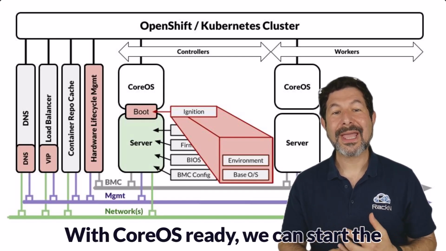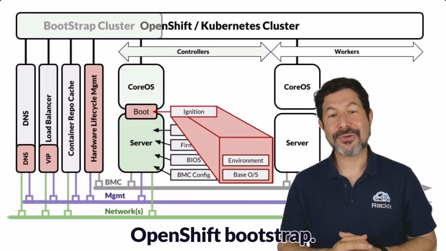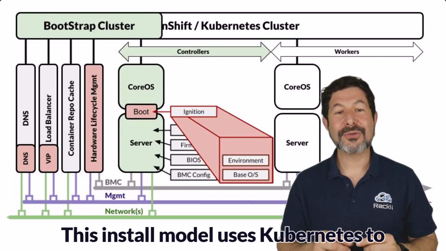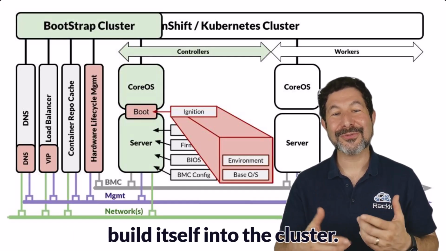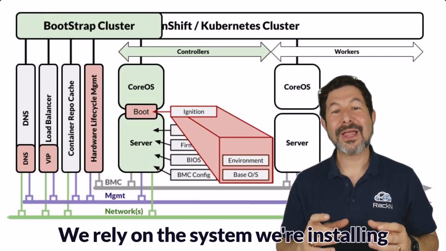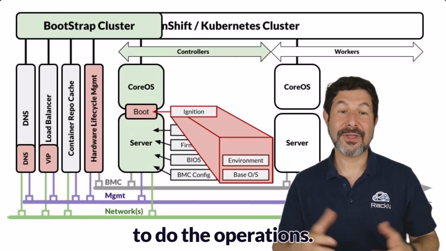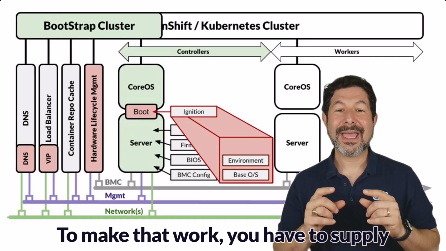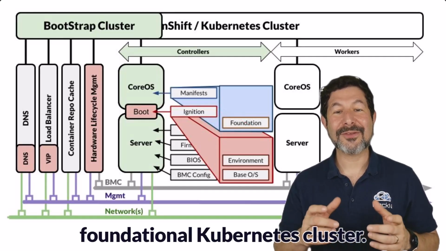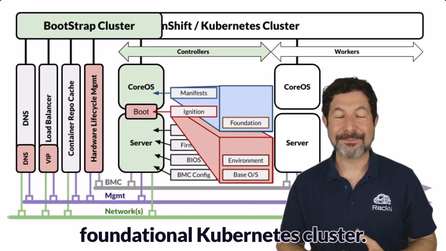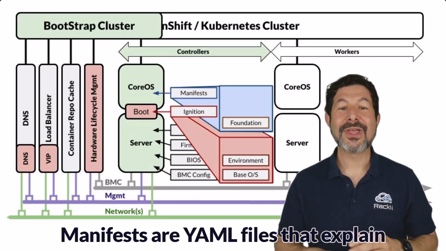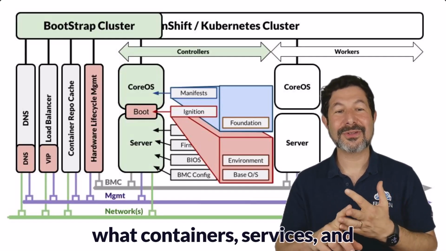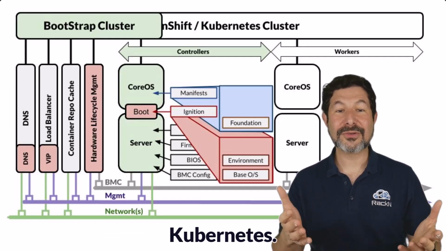With CoreOS ready, we can start the OpenShift bootstrap. This install model uses Kubernetes to build itself into the cluster. We rely on the system we're installing to do the operations. To make that work, you have to supply an initial manifest to build a foundational Kubernetes cluster. Manifests are YAML files that explain what containers, services, and configurations are necessary to run Kubernetes.